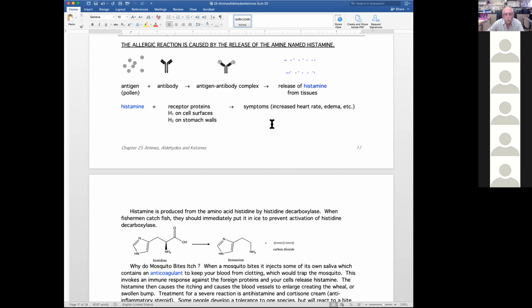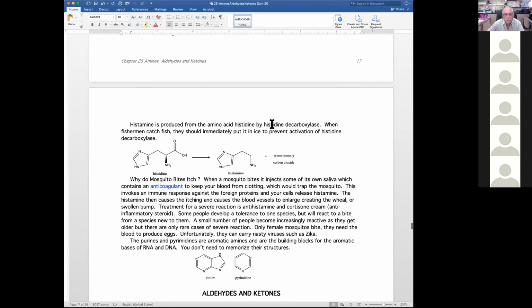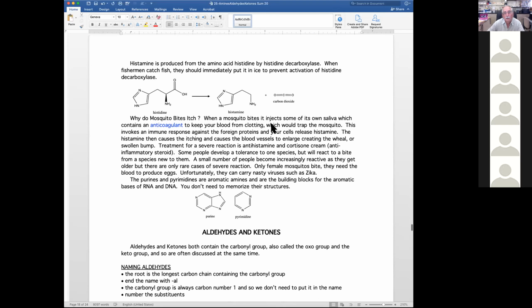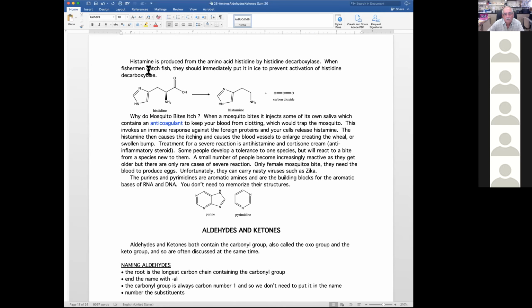So where does histamine come from? Histamine comes from the amino acid histidine. Histidine is one of the 20 amino acids you find in proteins. So here's the amino acid, and then you have a decarboxylase enzyme.